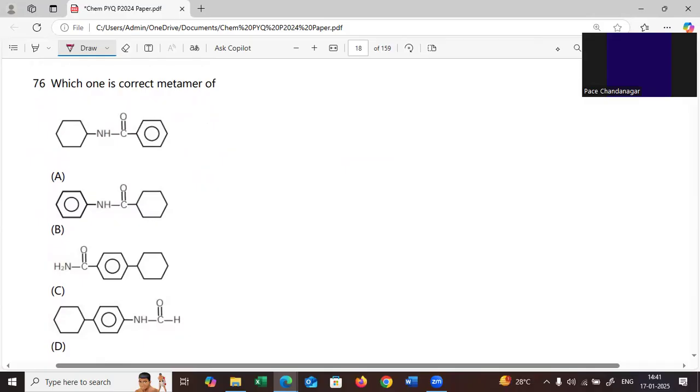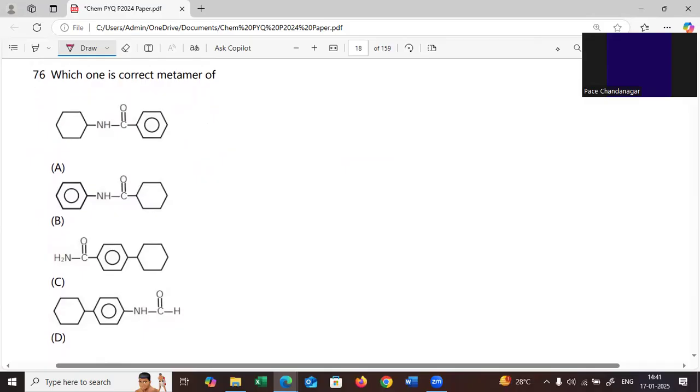Metamers are what? The alkyl groups are differently attached. So one on the right side and one on the left side. See this carbon and oxygen, onto the right side you have the benzene ring. Onto the left side you have all this. Here onto the right side you have just the halo structure and cyclo structure, and this is your benzene structure. Option A, this will be your metamer.